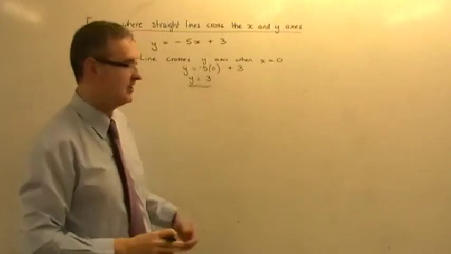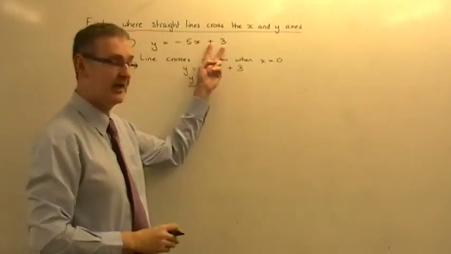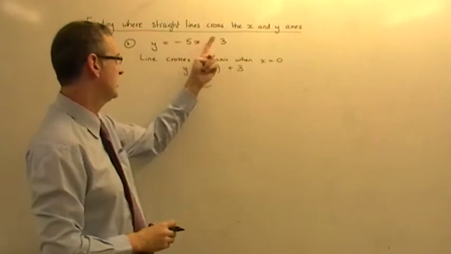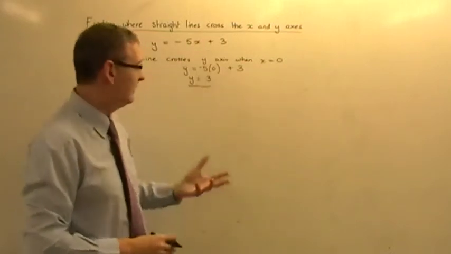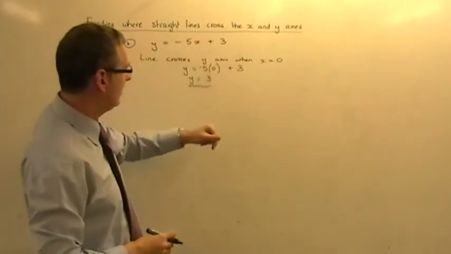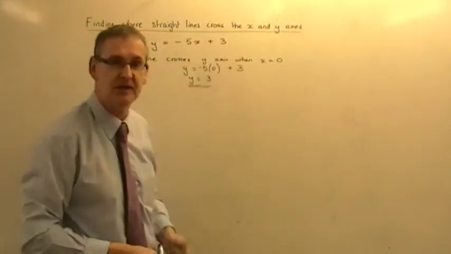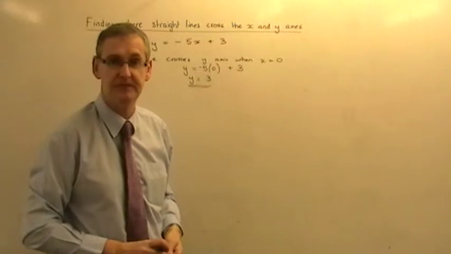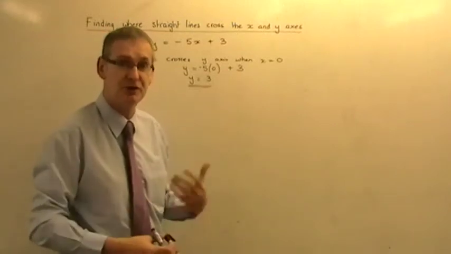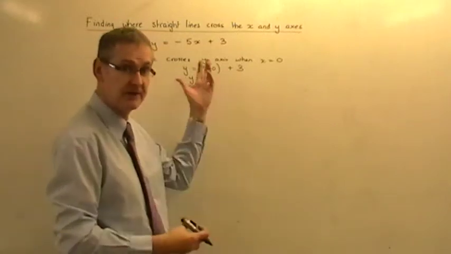Which does make sense because we've got a plus 3 on the end, and it is in the form y equals so many x's and a number. So if you like, for this particular one, you didn't really need to do that step there, because you can just look at the plus 3 and say, well, I know it crosses at plus 3. But I am doing this method to show you it does work, even for this easy example.